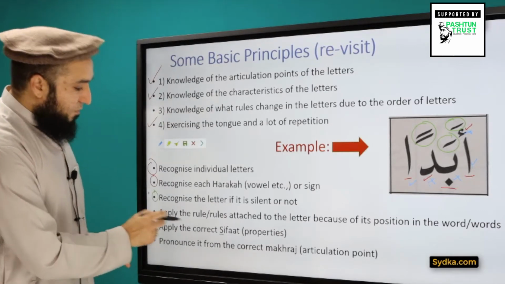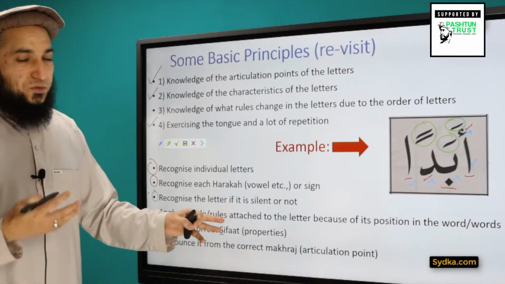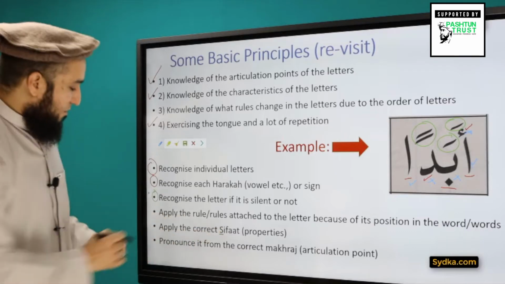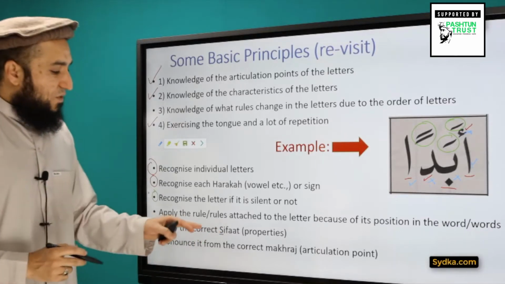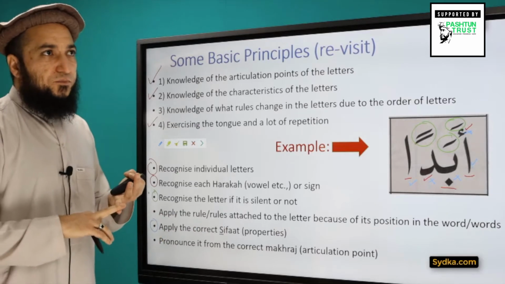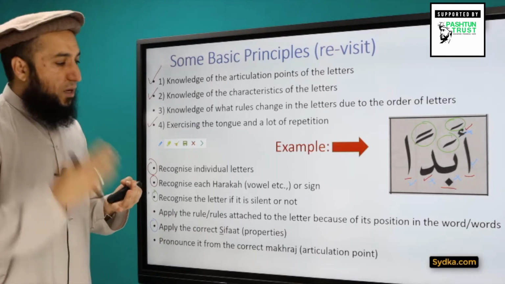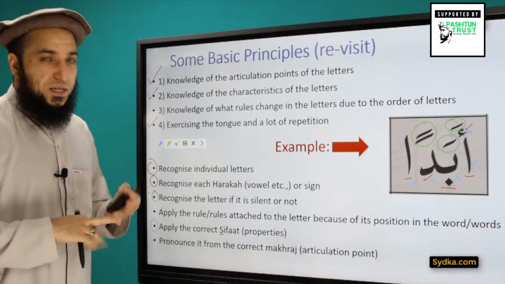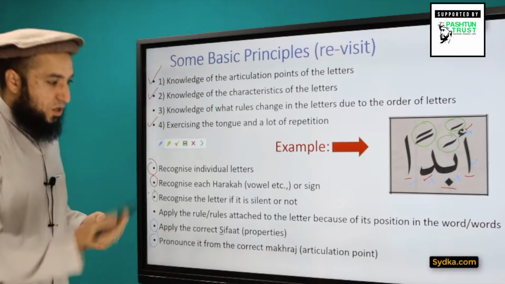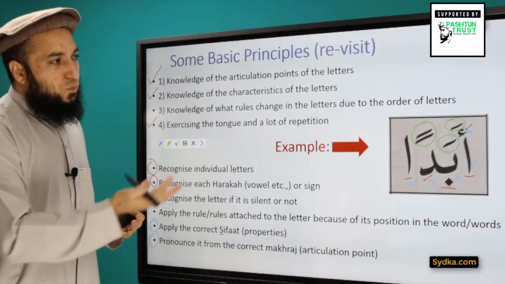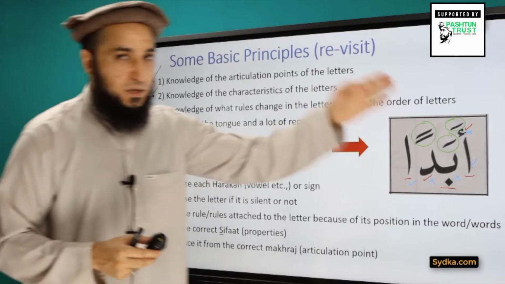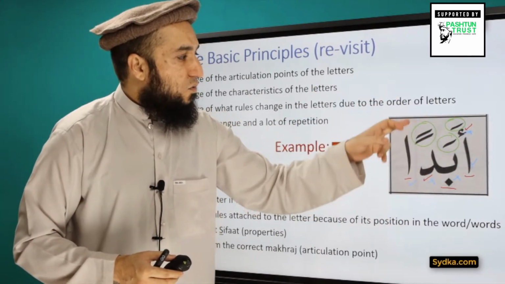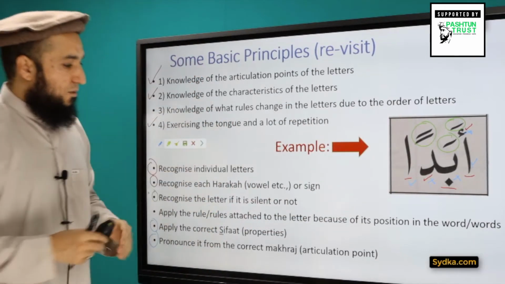The next one is we apply the rules that attach to individual letters. We will study that in advanced level. Apply the correct sifat. We have studied only a few of them, one of them would be if the letter is heavy or light. The rest we will study in advanced level. The next one is pronouncing each letter from its correct makhraj, articulation point. And the other one we can add is we count how many syllables are there. For example, here is a, one, ba, two, then. So there are 3 syllables in this word.